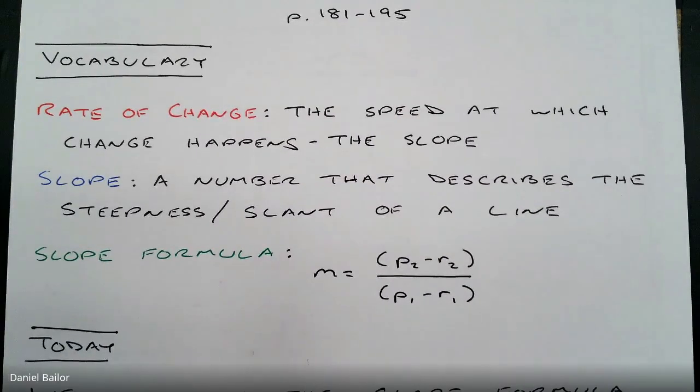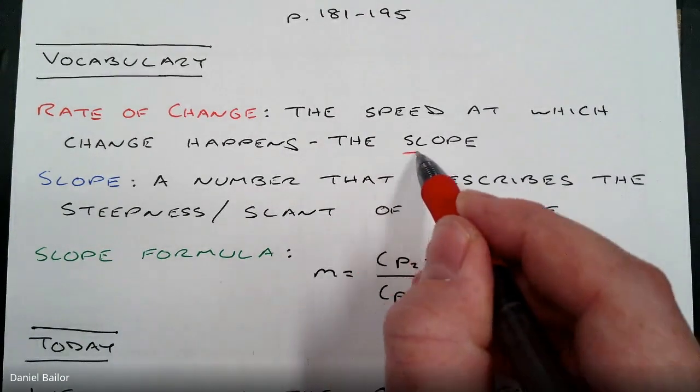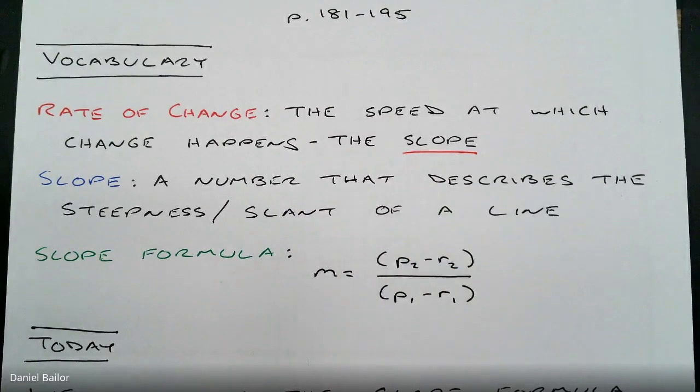Here we go. 3 vocabulary terms today: rate of change, slope, and slope formula. Rate of change means the speed at which change happens. In fact, rate of change is kind of a synonym for slope. Slope is the rate of change. How much something changes, how fast something changes, that is the slope. So rate of change and slope are connected. They mean the same thing.